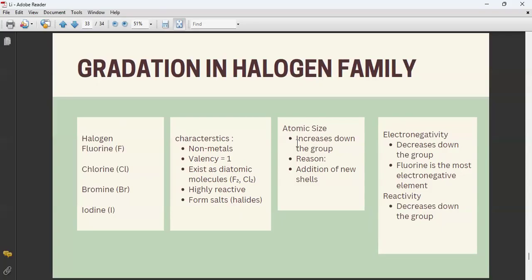Their atomic size increases down the group. What is the reason behind that? Because of the addition of new shells. And what about the electronegativity, or the non-metallic character? It decreases down the group. Fluorine is the most electronegative element. It means the reactivity decreases as we move down the group.